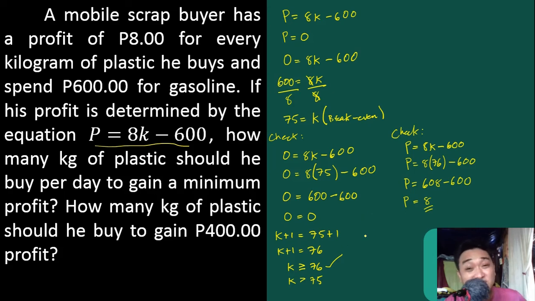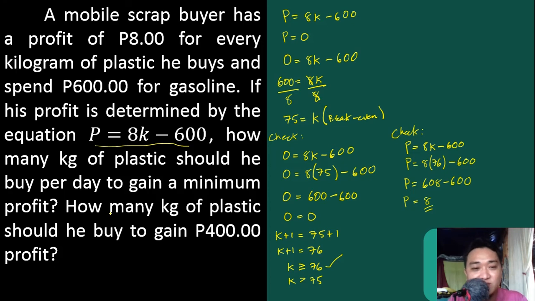Kawawa naman yung mga scrap buyer natin. Imagine kung gumagastos sila ng ganitong halaga, 600 every day para sa gasolina, kailangan nila maka-achieve ng 76 or more than 76 kilos para lang makagain ng 8 pesos. Paano kung halimbawa may mga anak pa yan, di ba? May mga panggatas pa nila sa baby nila. So, kailangan more than 76 kilos yung kanilang maiuwi na scrap. Ganun. Now, let us answer the second question.